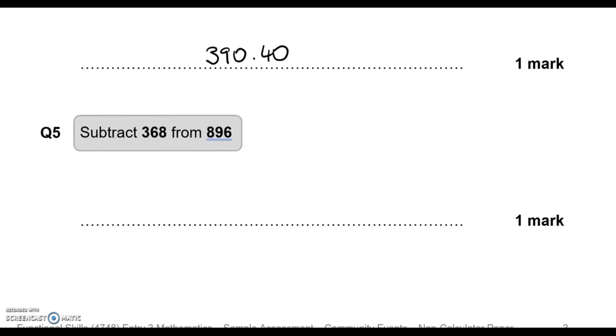Subtract 368 from 896. So from 896, we're going to subtract 368. So we've got to take away 8 from 6, so we're going to have to borrow 1 from the 9, make it 8, so this becomes 16. Take away 8 gives us 8. 8 take away 6 gives us 2. 8 take away 3 gives us 5.